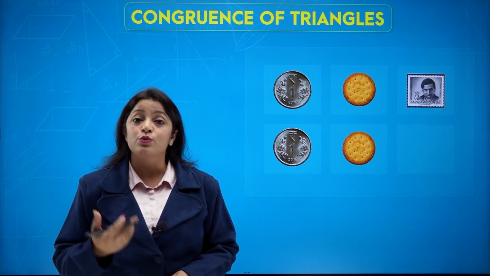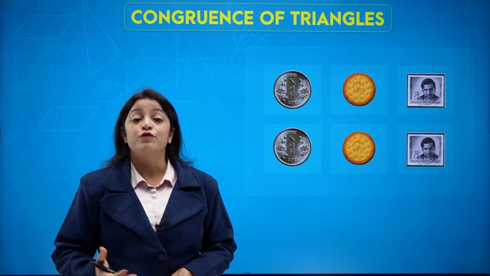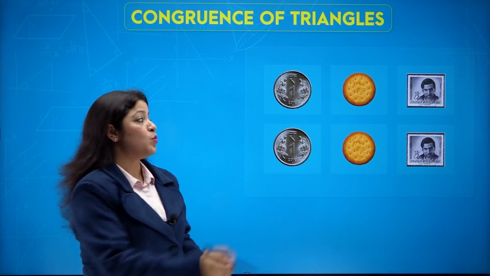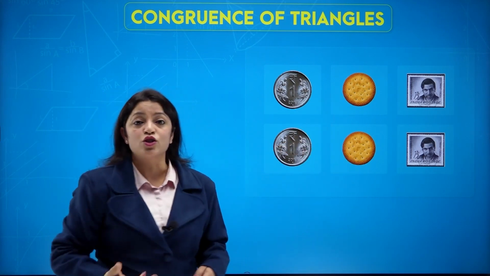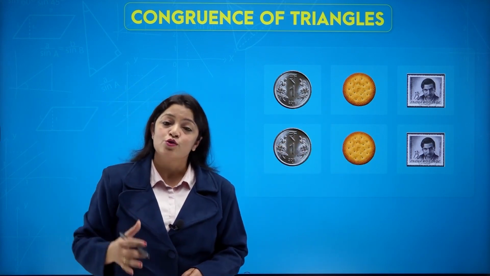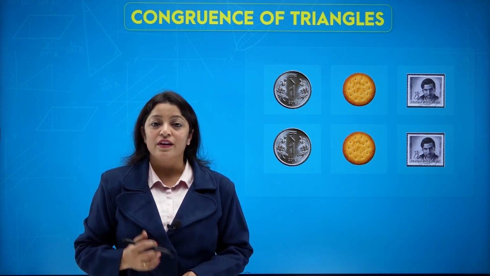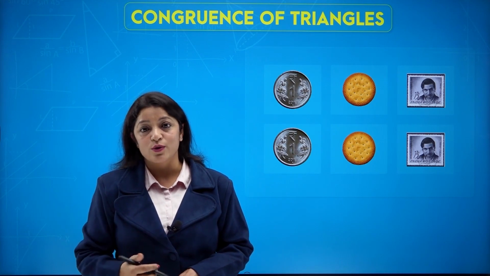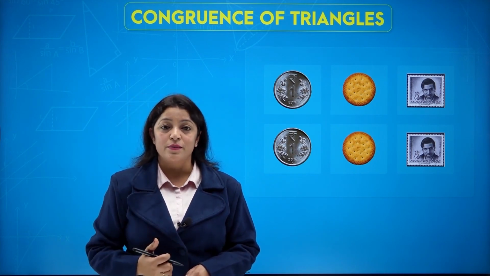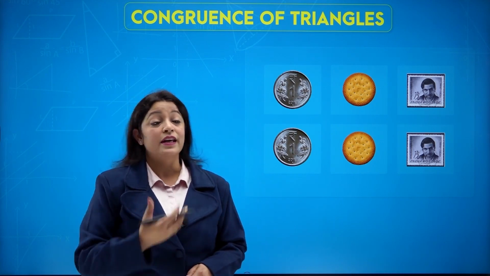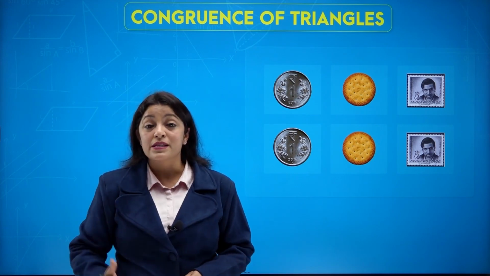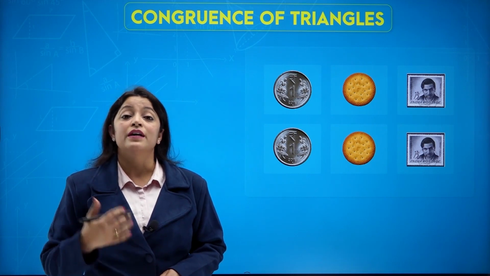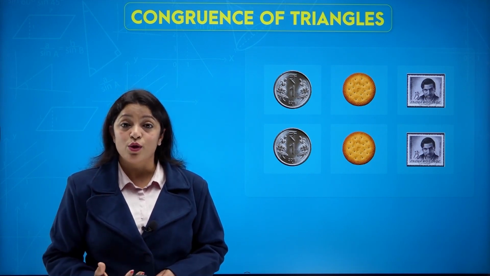Similarly, if you take any two stamps and put one stamp over the other in such a manner that it completely superimposes the first one, then we call the two things congruent things or congruent objects. Now, is it necessary that they can be only a coin, a biscuit, or a stamp? No, it can be a line segment, there can be angles also.